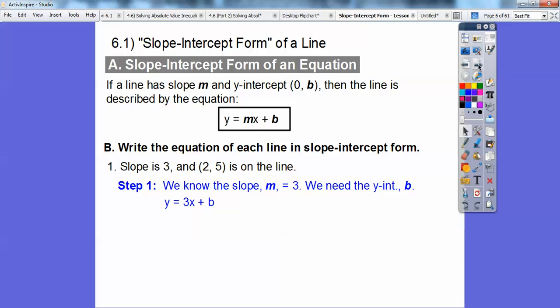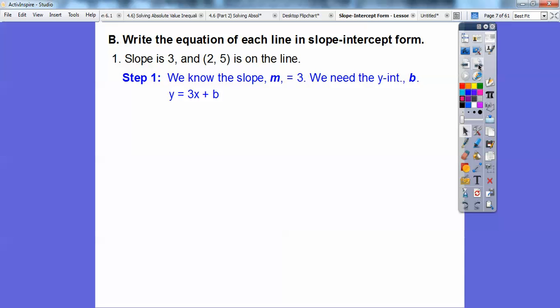Okay, easy enough. And then we can substitute the point (2, 5) in for x and y to get b. Remember, it always goes in alphabetical order. This is x, this is y. X comes before y, so this is x. So x goes right here next to the 3, and then 5 goes right here. And that's what this says right here.